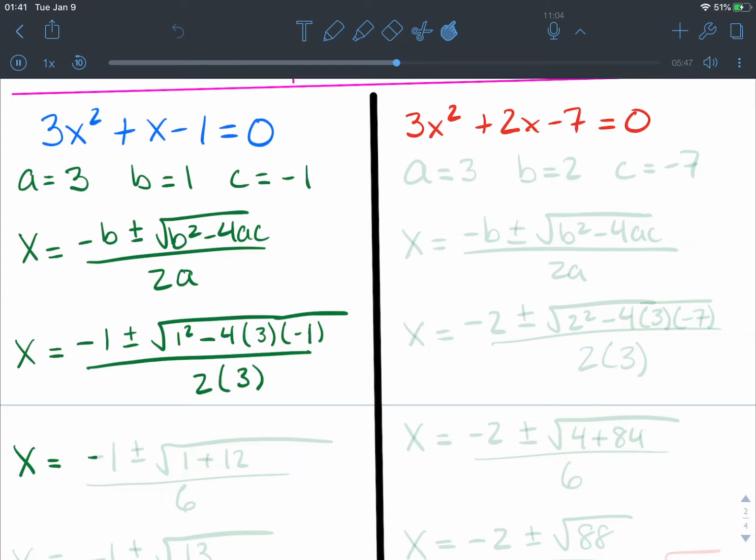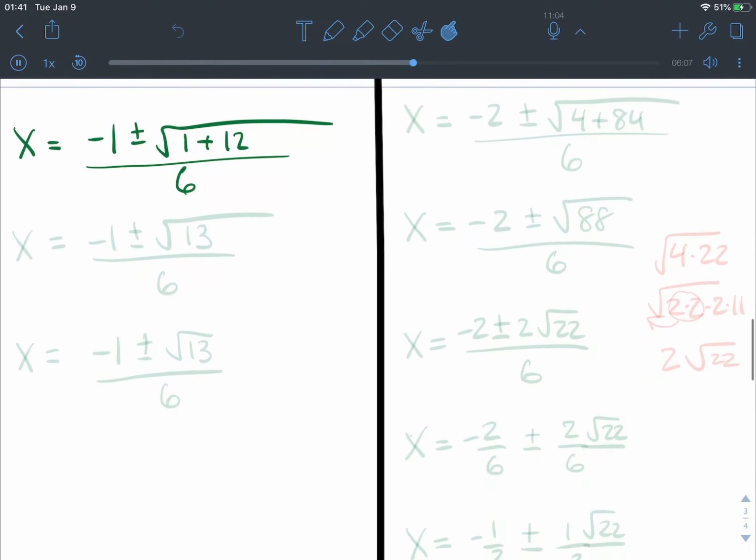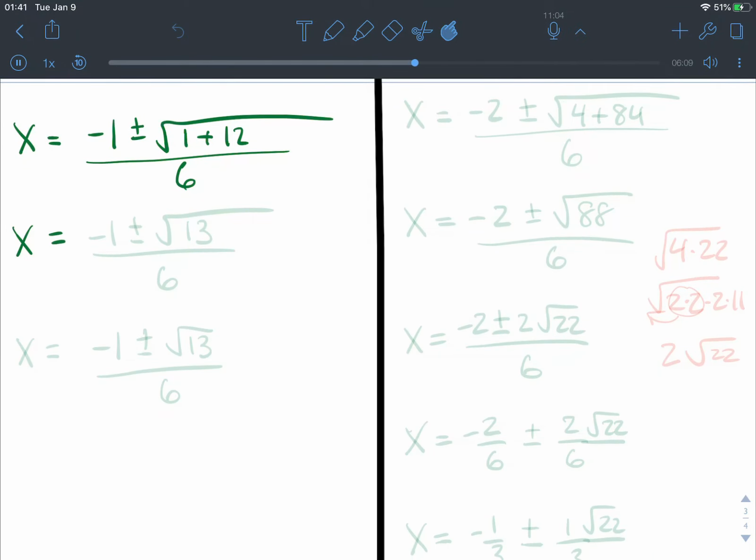So -1 stays the same. And then we're going to have 1 squared. And notice a -4 and a -1. Negative times negative is positive, and 4 times 3 is 12. So we have 1 plus 12. And 2 times 3 is going to give us 6. As we continue that, we have -1 plus or minus the square root of 13 over 6.